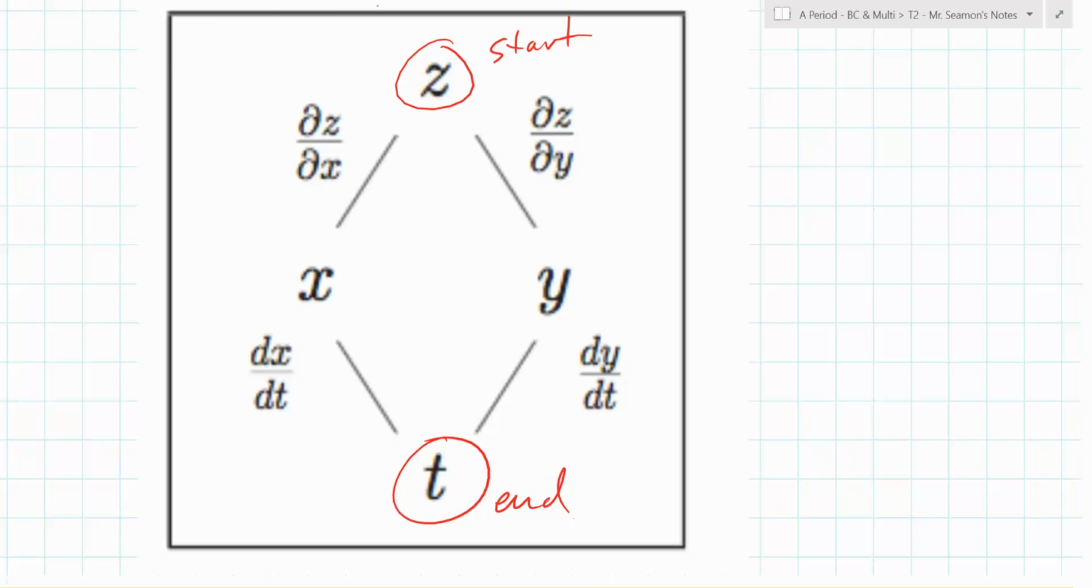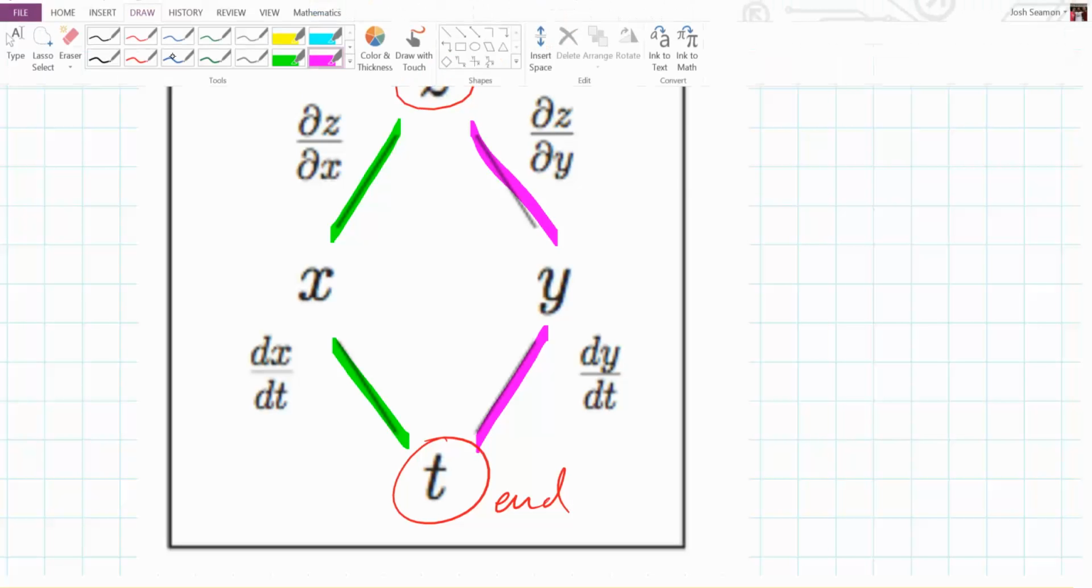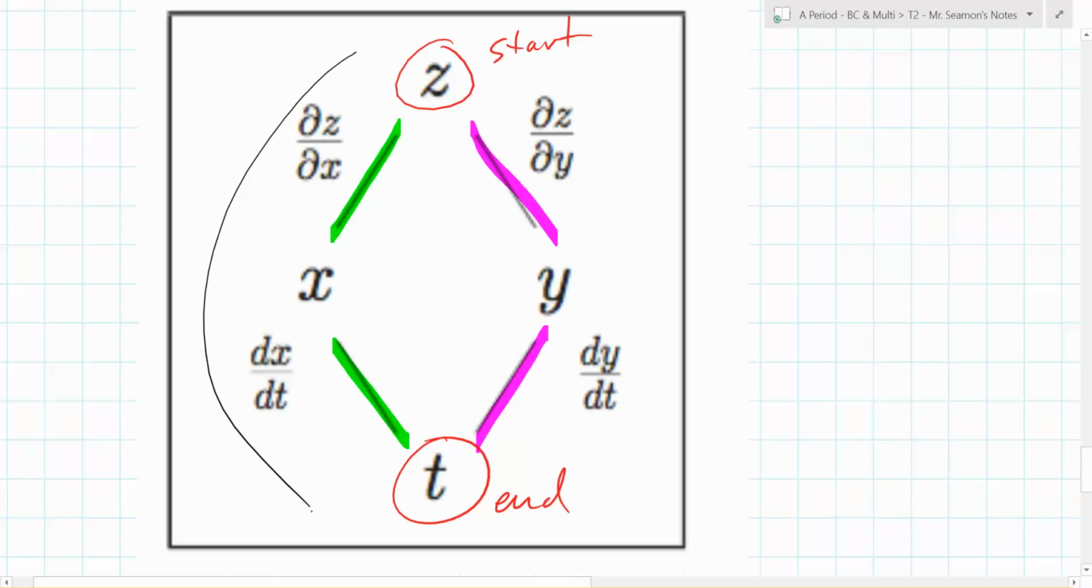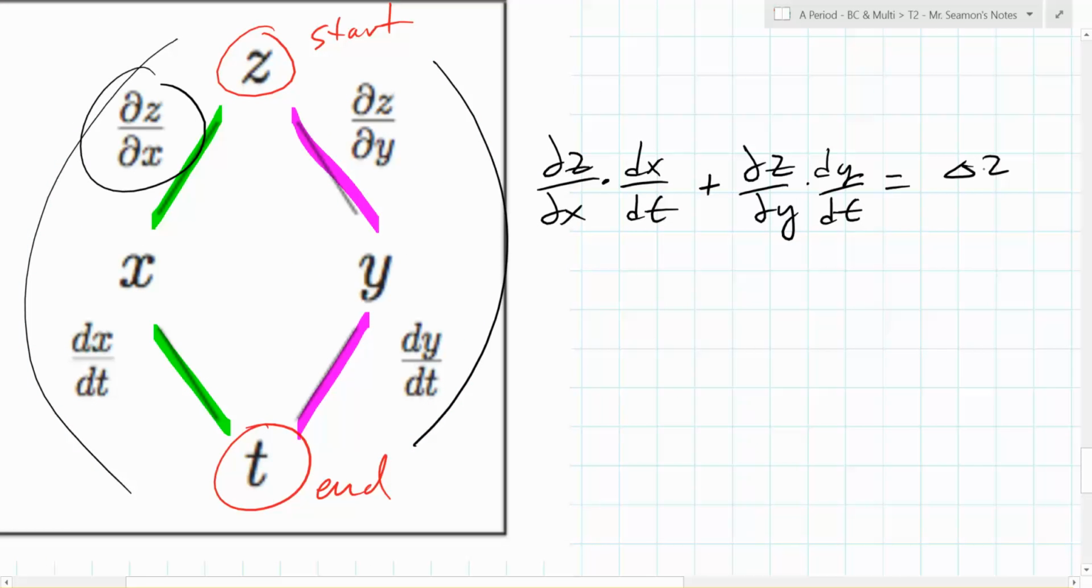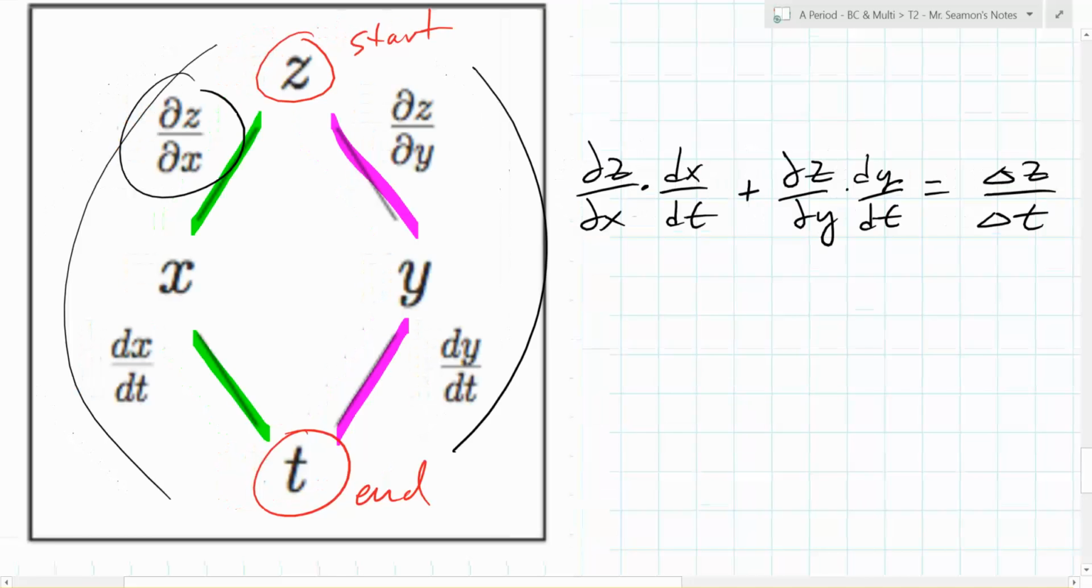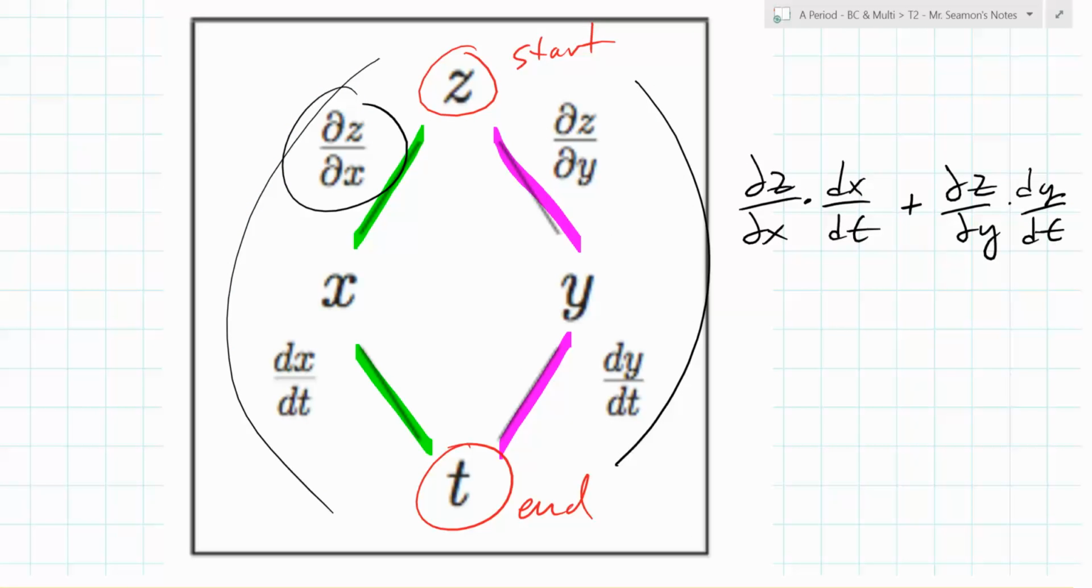You draw the paths from z to t. So there's one path here, the green path, and then there's, let's say, a purple path from here. What does this path mean? You multiply on the paths. So what do you have first? Partial z, partial x times what? dx/dt. And then what's on this path right here? Partial z, partial y times what? dy/dt. And what do you do with those two things? Add them. And that is equal to delta z over delta t. You multiply on the paths, but you have to circle where you start and where you end.